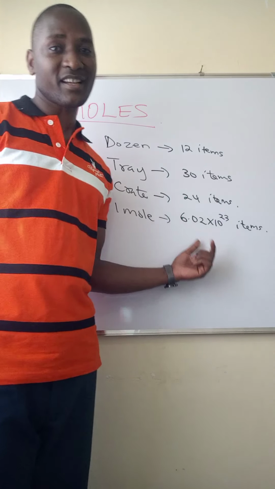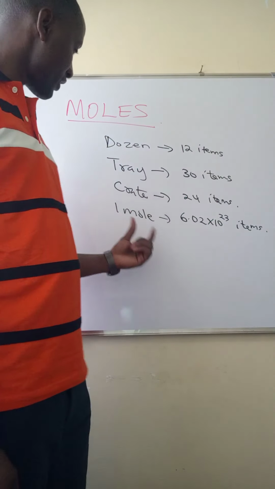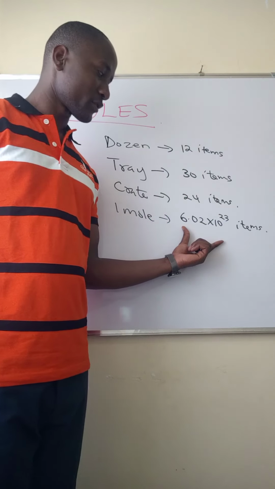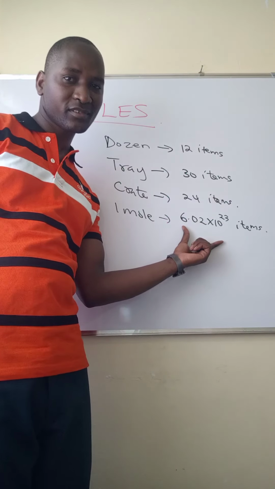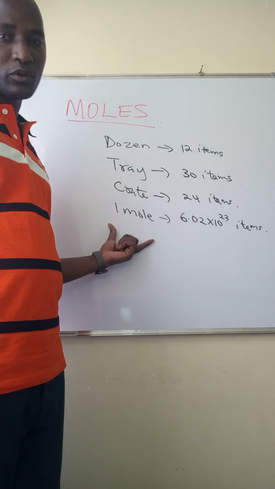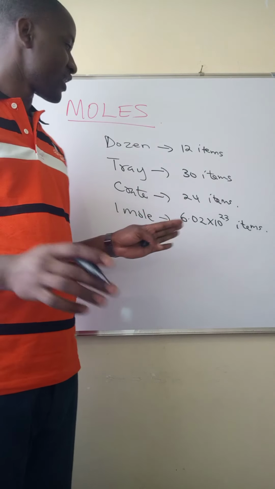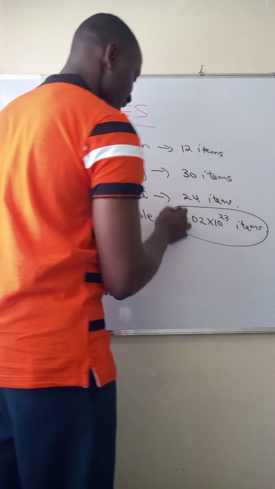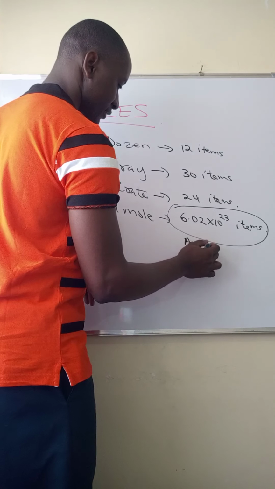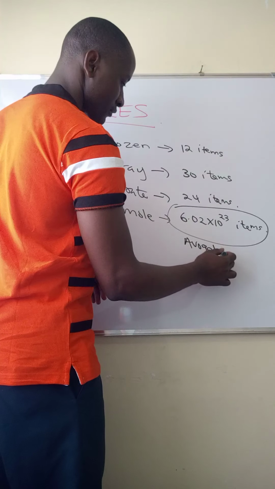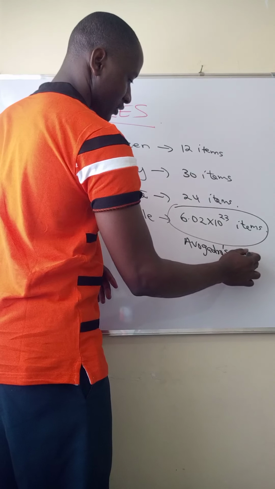We call it 602 hexillion. So anything that has 602 hexillion items is called a mole. So this, I've said, is called Avogadro's constant.